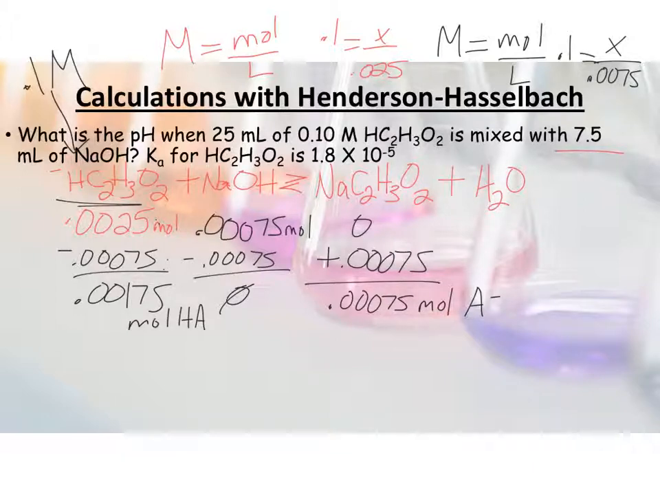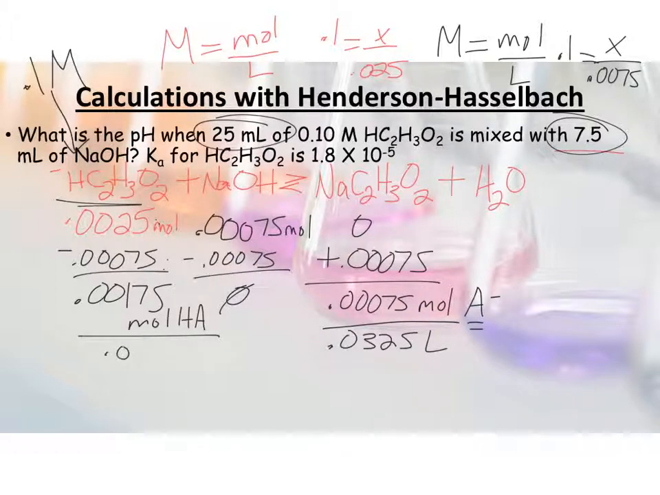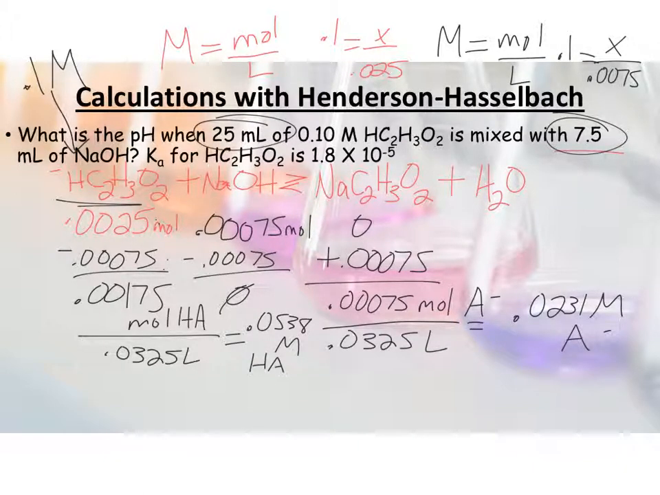I got the moles. Now I've got to get their concentration. So I need to divide them by our new total volume. So 7.5 plus 25 gives us 32.5, and then convert that to liters so that we can get back to concentration, and we will get our new molarity values. So for this one, I got 0.0538 molar, and that's your acid. And then for my conjugate base, I got 0.0231 molar.